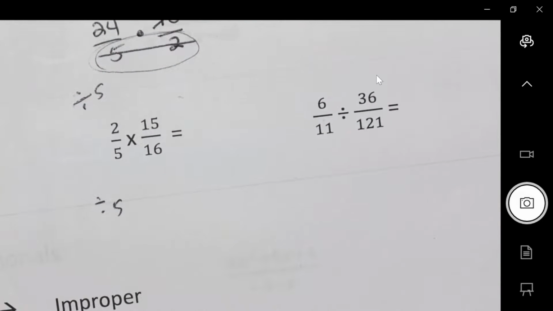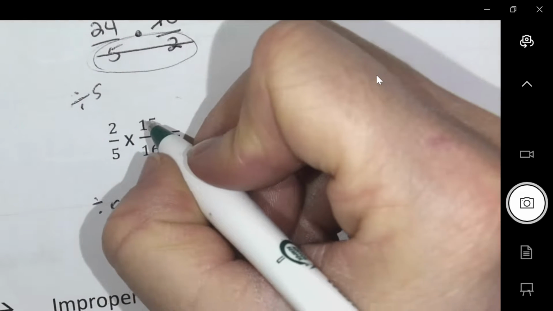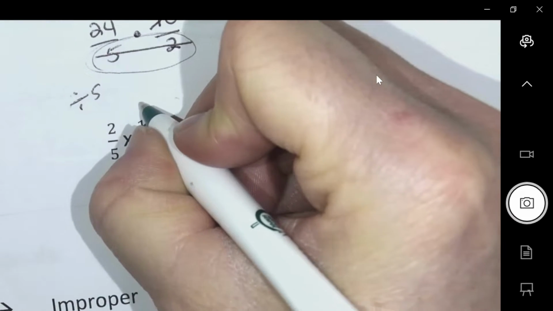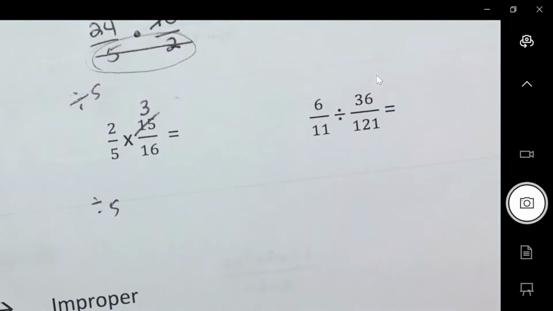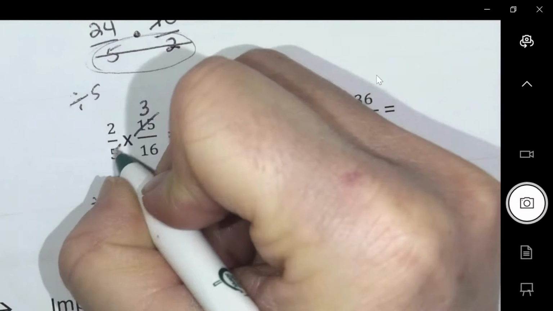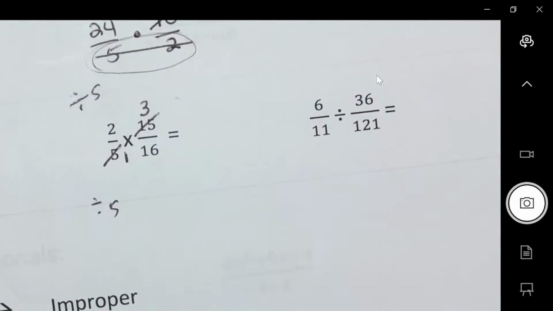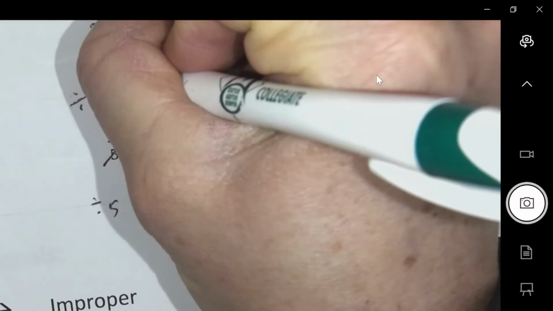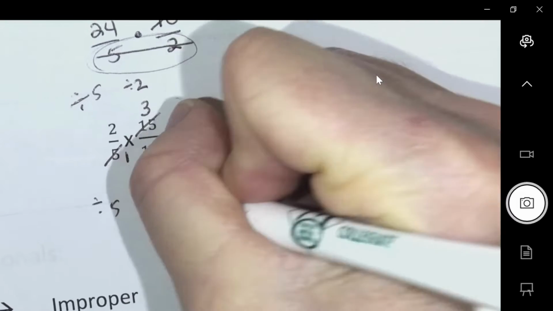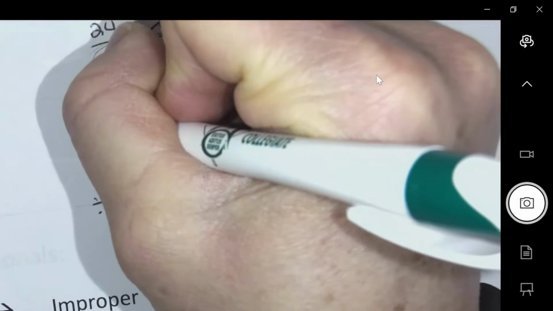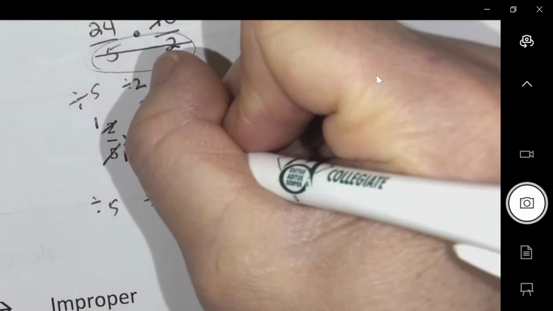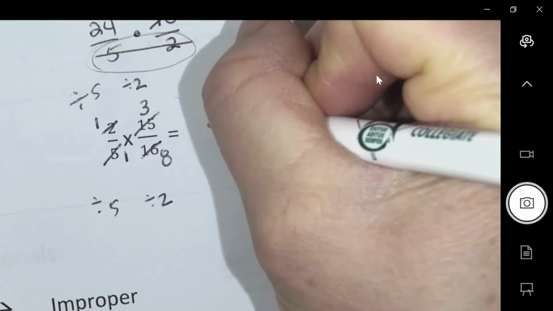So if I divide by 5 somewhere on the top, the 15 could turn into a 3. Then the 5 could turn into a 1. I also could divide a 2 out of a top and a bottom number. So divide by 2. So 2 would change into a 1. 16 would change to an 8.